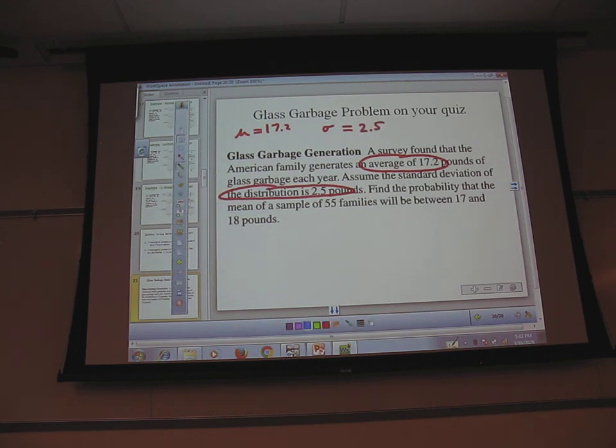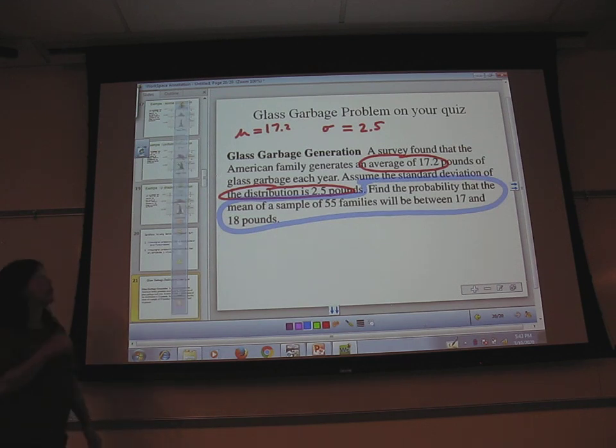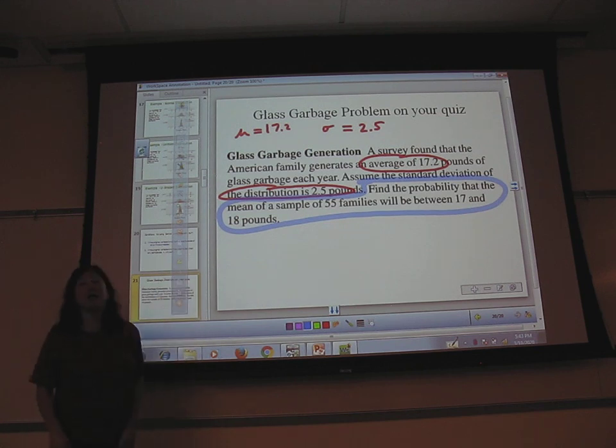Now, what are they asking us for? They're asking us to do this. Do you guys see where that part comes in? That's a little different. That's what they're asking us to do. Are they asking you to find the probability that I randomly pick one family? Or is this going to be an average of a bunch of families? Average of a bunch of families.